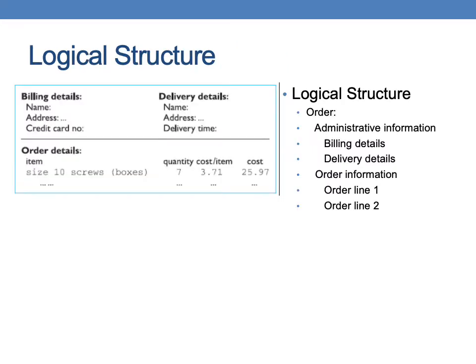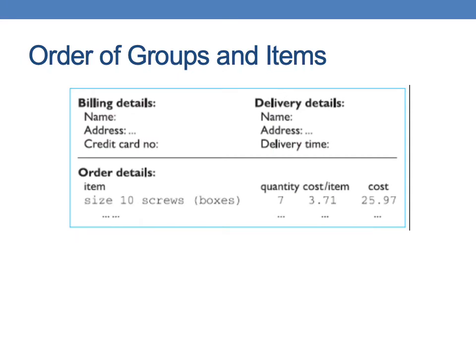The design of the ordering screen shown earlier reflects the logical structure on the right side. An order has two major pieces of information: administrative and order. Under administrative info are billing details and delivery details, and under order information are the things ordered. If we look at the figure again, we can see that the screen seems to naturally suggest reading the billing details first, followed by delivery details, followed by individual order items.